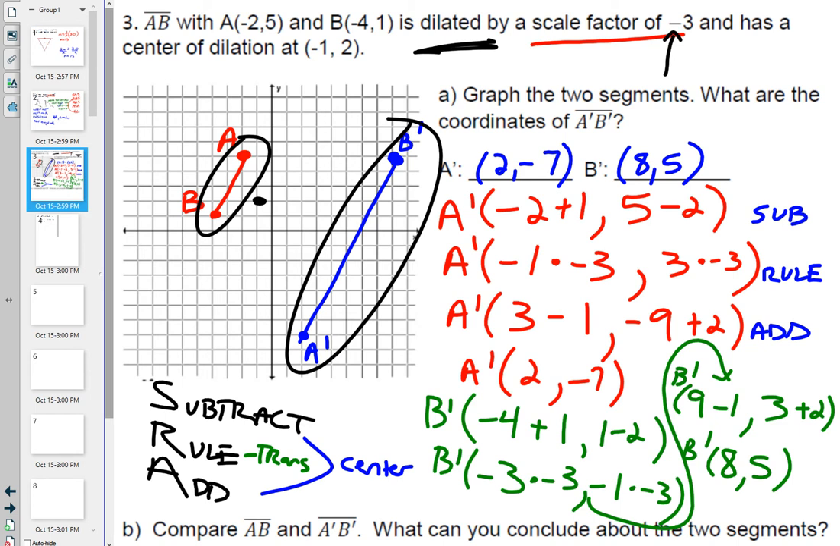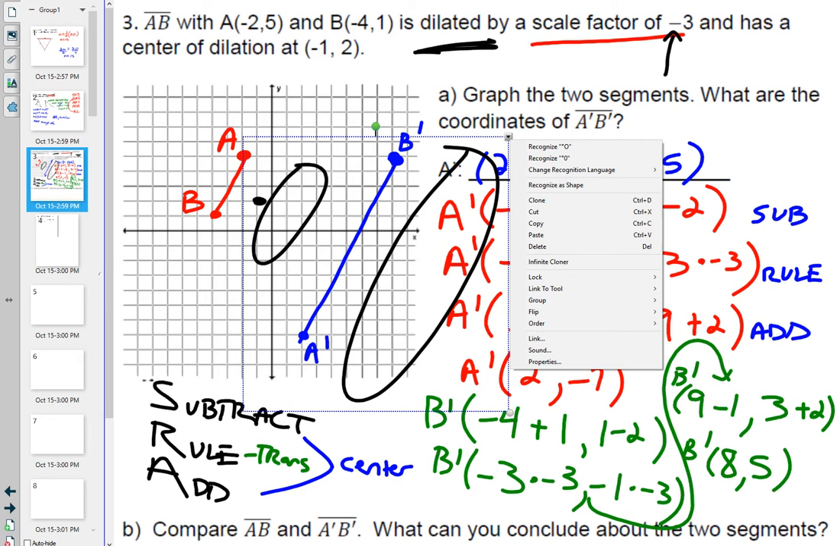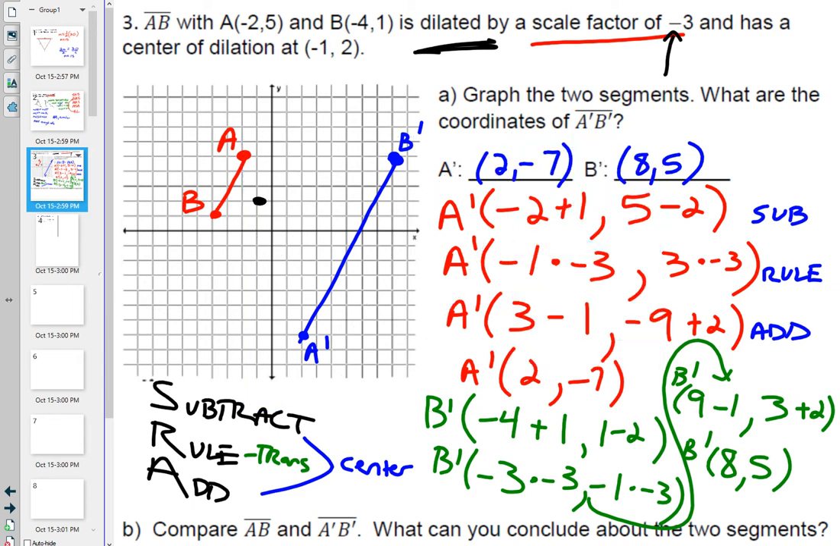One last little nugget about dilations. If you ever want to know what the center of dilation is, sometimes they'll just give you a diagram and ask you what the center of dilation is. If you connect the pre-image with the image, so if you connect A with A prime and B with B prime, where do they intersect? At the center of dilation. Wherever they intersect will be the center of dilation.